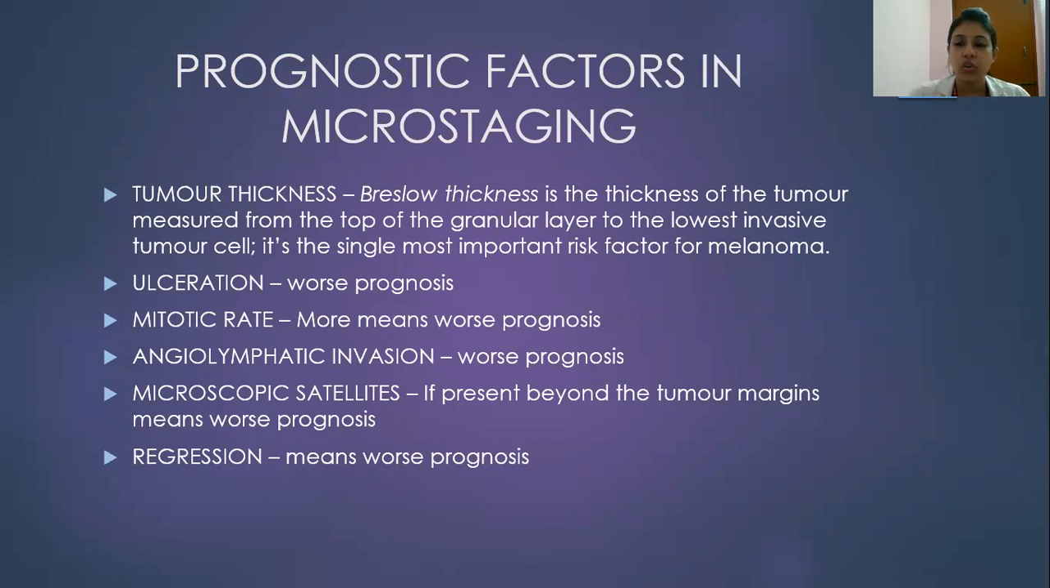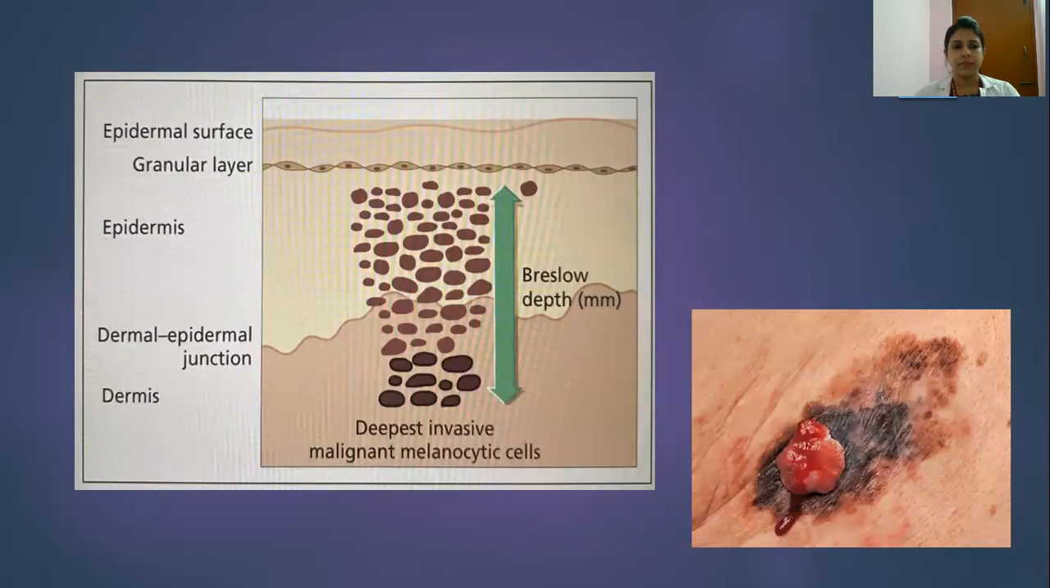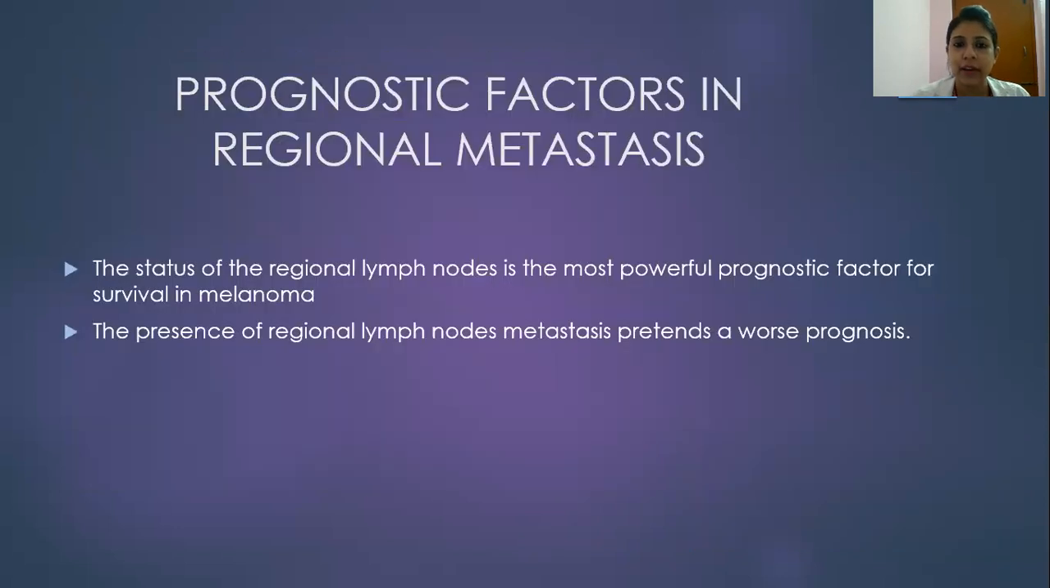Second is ulceration, which shows worse prognosis. Third, mitotic rate. The more mitosis, the worse it is. Angiolymphatic invasion has worse prognosis. When the blood vessels and lymphatics are involved, worse prognosis. Microscopic satellites, if present beyond the tumor margin, mean worse prognosis. Regression also means worse prognosis. So, more thickness of tumor, ulceration, increased mitosis, angiolymphatic invasion, microscopic satellites, and regression all denote worse prognosis. So these are the prognostic factors in microstaging.